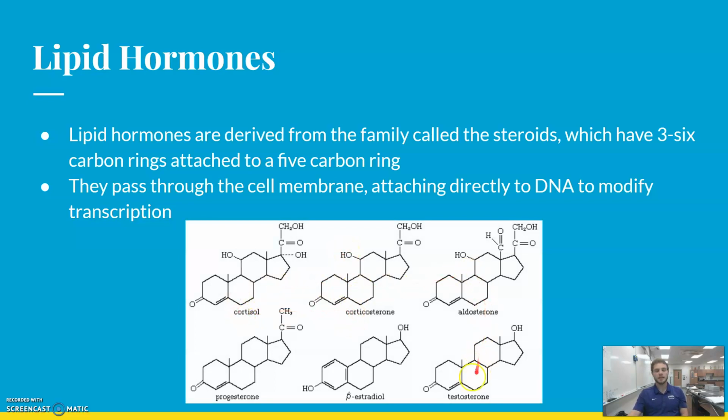So you can see some of the example steroids you have here: cortisol, corticosterone, aldosterone, testosterone, progesterone, beta estradiol. All of these are different kinds of steroids. I know we like to talk about steroids in kind of a broad overview as just things that make people strong, but it is actually a class of hormones that are very, very important for the body.